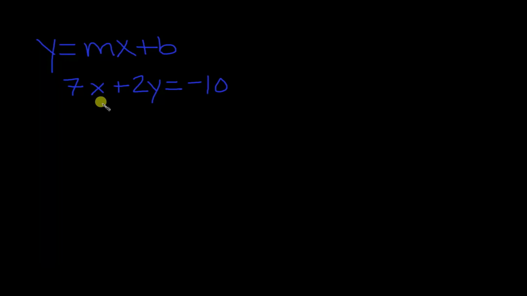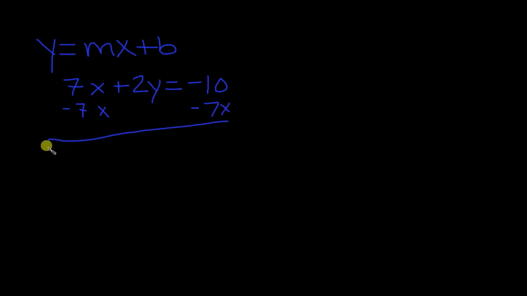Okay, now this equation is not set up in standard form. If you notice, the x is first, but we need the y first. So what we need to do is go back to our basic algebra and balance this equation. In order to get y by itself, we need to remove all the terms that are on the same side of y. So what we're going to do is subtract 7x, and in algebra, we have to do it from both sides.